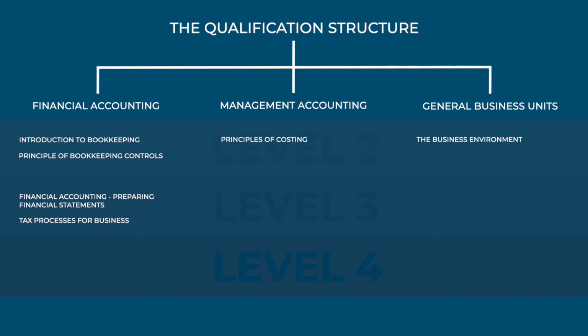The final unit in this strand at Level 3 is Tax Process for Business. Now, this is an in-depth look at VAT. There are some topics within this unit that are brand new and some that are probably only covered in this unit. However, the underlying principles of bookkeeping still come through from Level 2 into this unit.